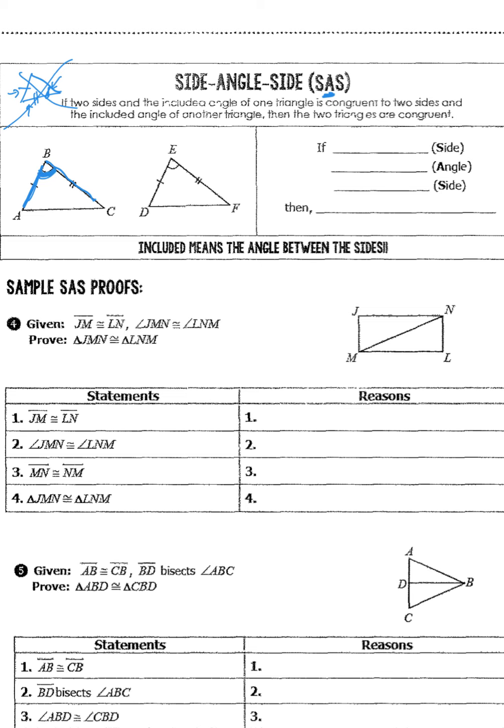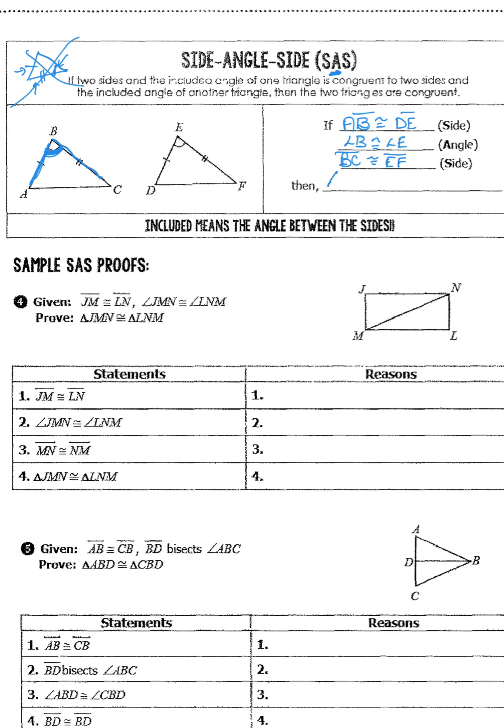So in this picture, if AB is congruent to DE, and angle B is congruent to angle E, and the final step, BC is congruent to EF, so the two sides and the angle that connects them, or touches them. If all three of those pieces are congruent, then we know that triangle ABC is congruent to triangle DEF. So that would be side, angle, side. So let's go ahead and see how that one works.